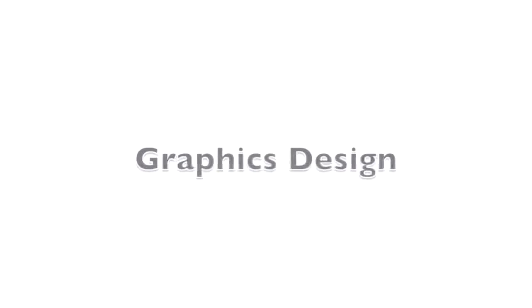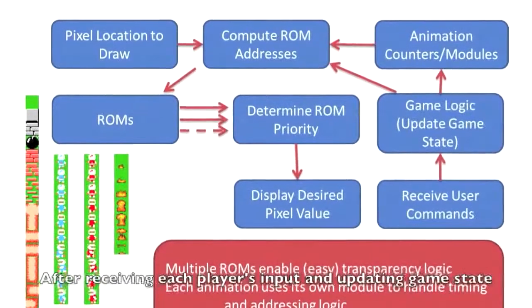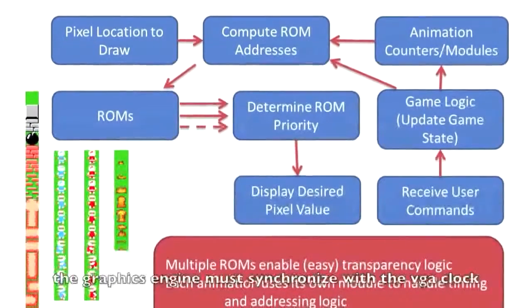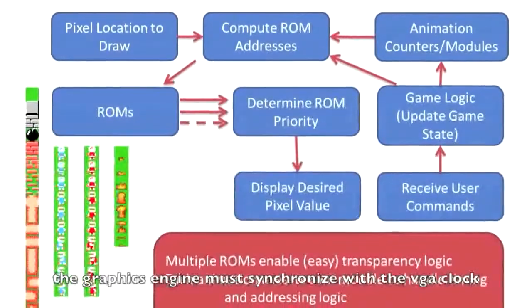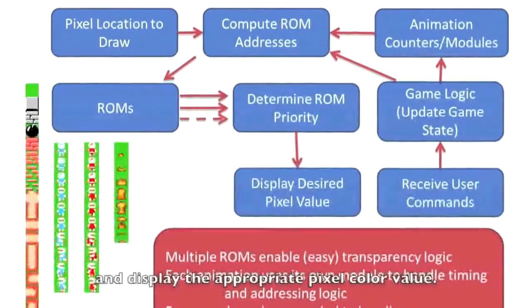We realized that no matter how complex we made the game's logical underpinnings, the only output the player sees is the game's graphics. Therefore, it was vitally important to us to make sure that the graphics were true to the original game. That meant making sure that we could accurately display all the sprites and have smooth animations throughout the entire game. After receiving each player's inputs and updating the game state, the graphics engine must synchronize with the VGA clock and display the appropriate pixel color value.